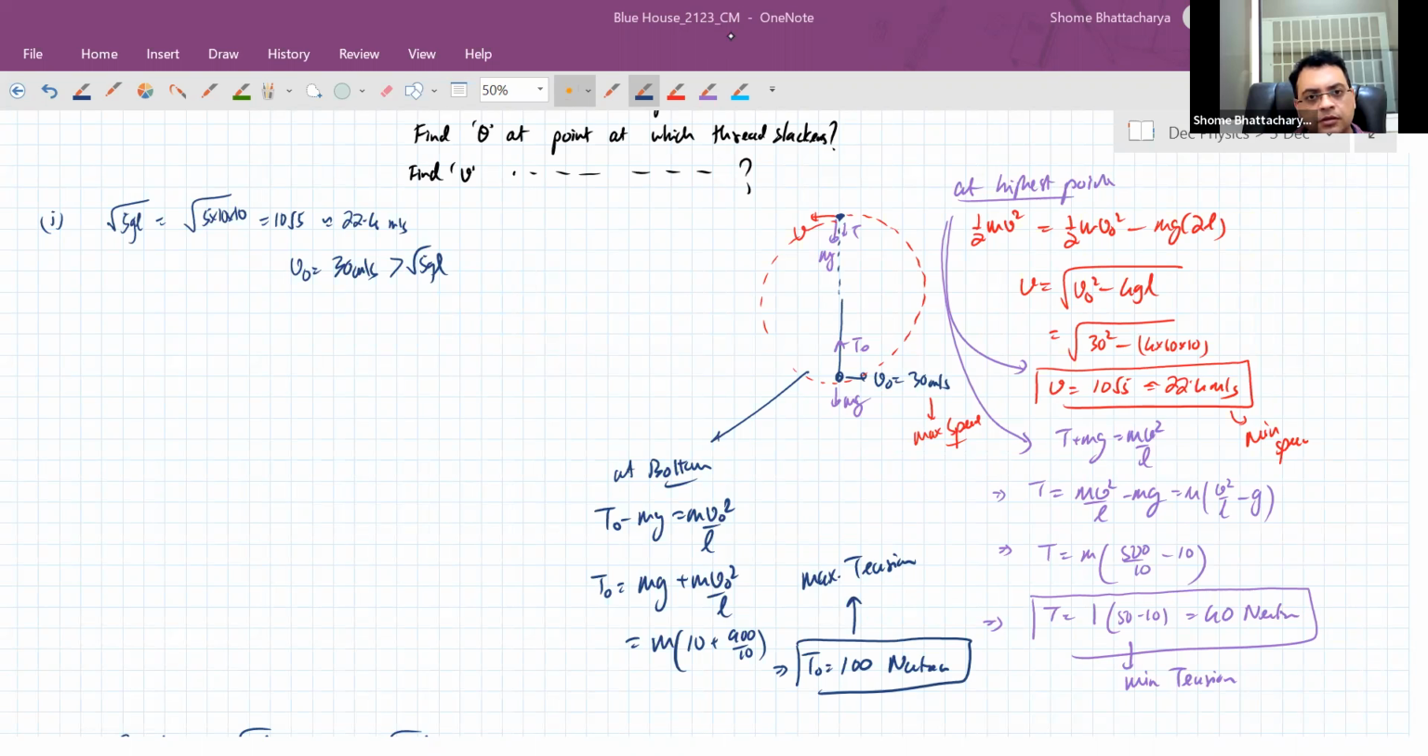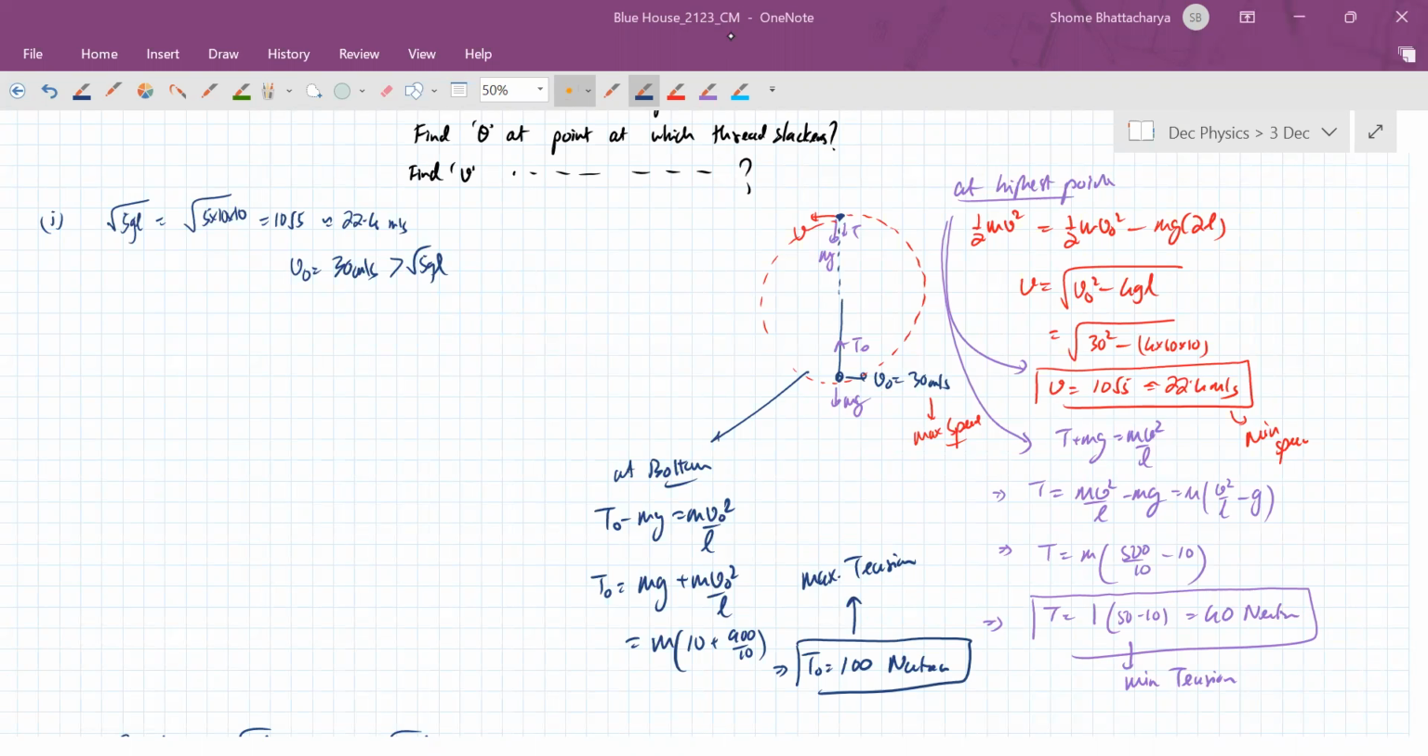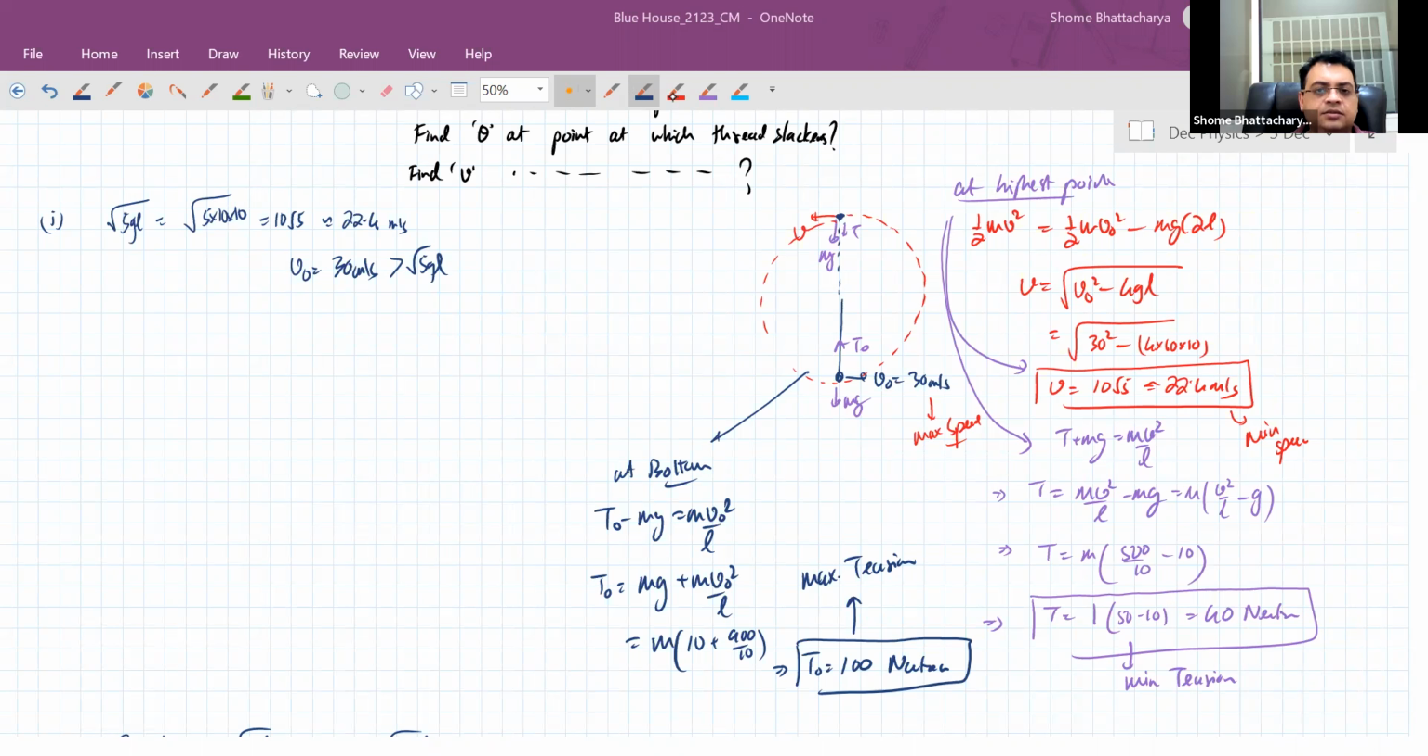Sir, we have taken half mv square is equal to half mv naught square minus mg 2l. So why are we not taking mgl? See, basically, how this is coming, we are saying that the final kinetic energy at the top is equal to the initial kinetic energy minus the gain in potential energy, no?